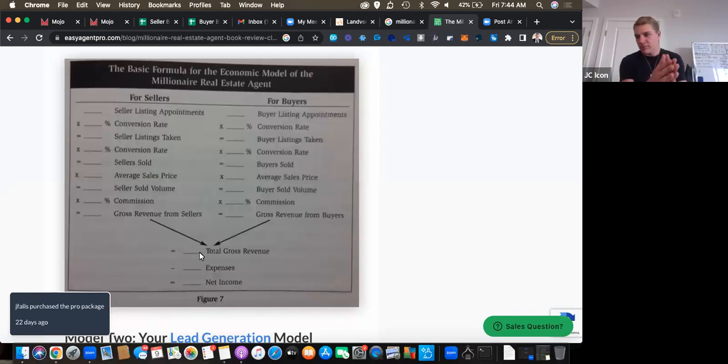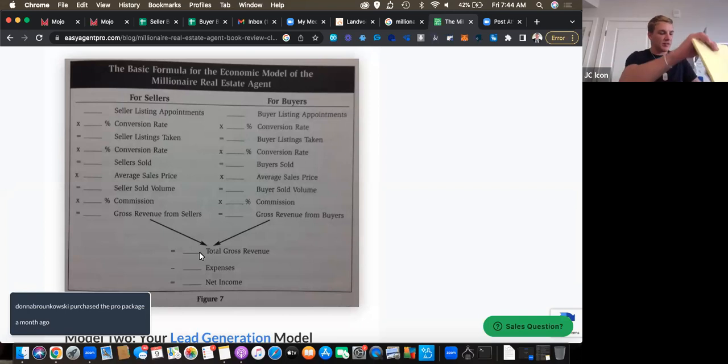All right. So on the left side, we're talking about our sellers. Really simple. You've got to know how many appointments you're getting, what percent you're converting, and what percent of the listings you get yourself. When you break this down into a formula, you're able to figure out exactly what those numbers look like. So go ahead and start writing all these out.